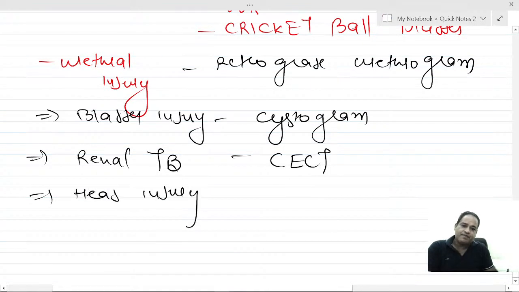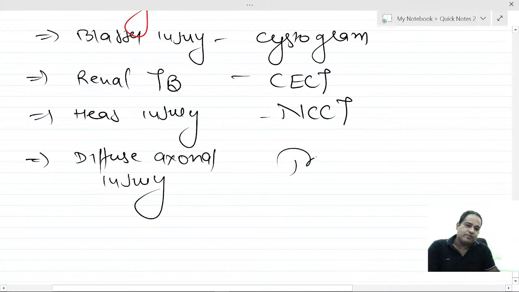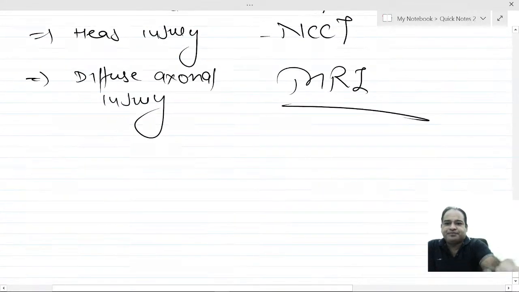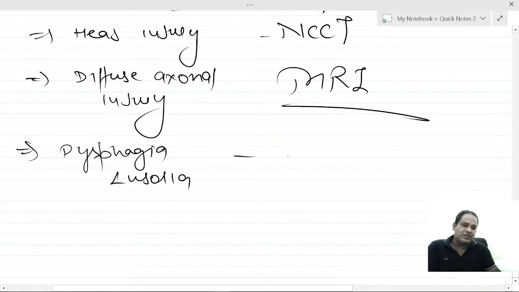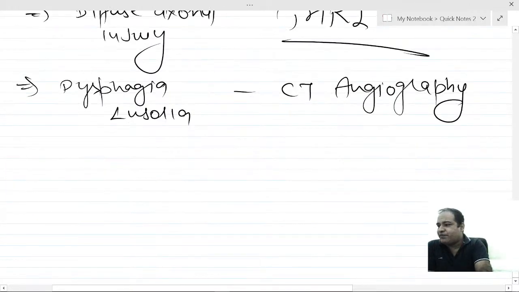Head injury, non-contrast CT. Head injury which has got diffuse axonal injury, MRI, only MRI. Someone of you asked me what is the investigation of choice for dysphagia lusoria. I told you at that time also, it is CT angiography.